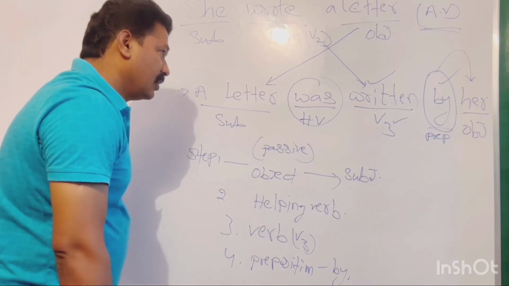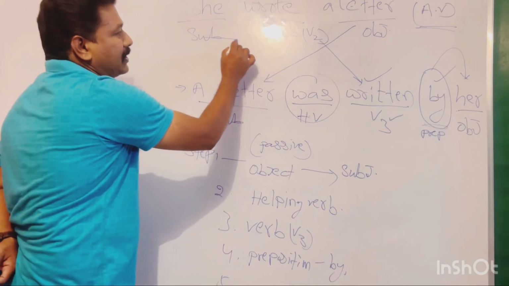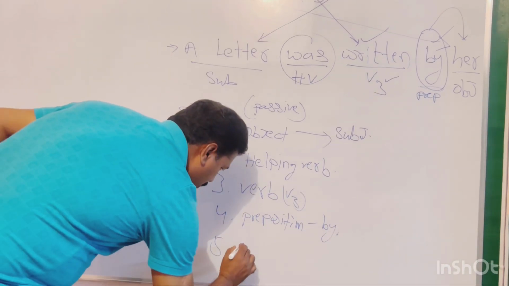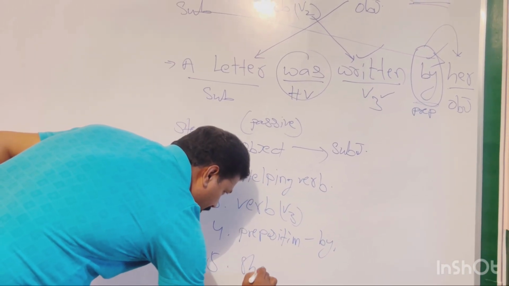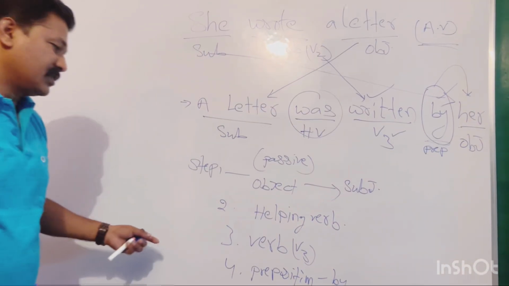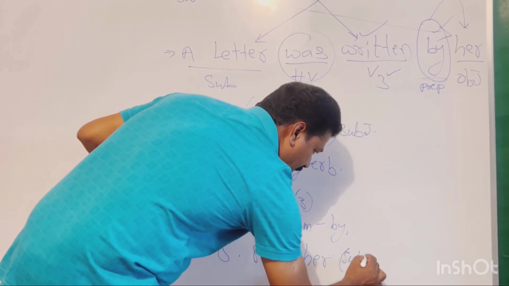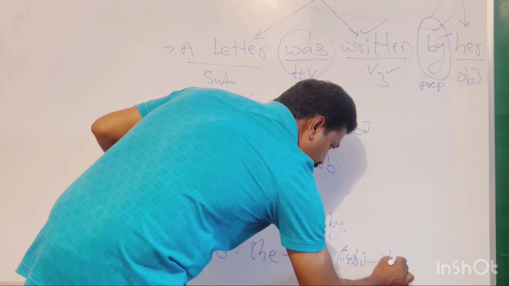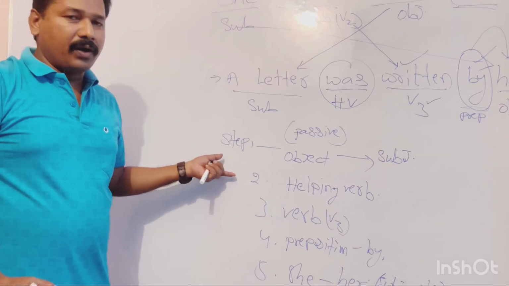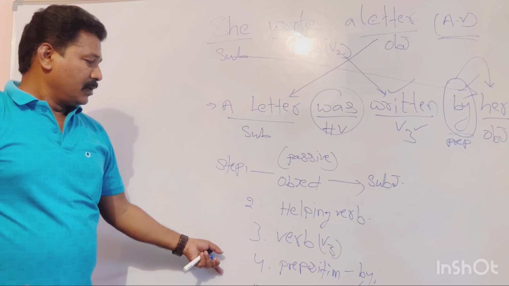The final step is the subject in the active voice becomes the object in the passive voice. She is written as her in the passive voice. The last step is the subject in active voice became the object in passive voice. So friends, these are the steps we follow while changing a sentence from active voice to passive voice.